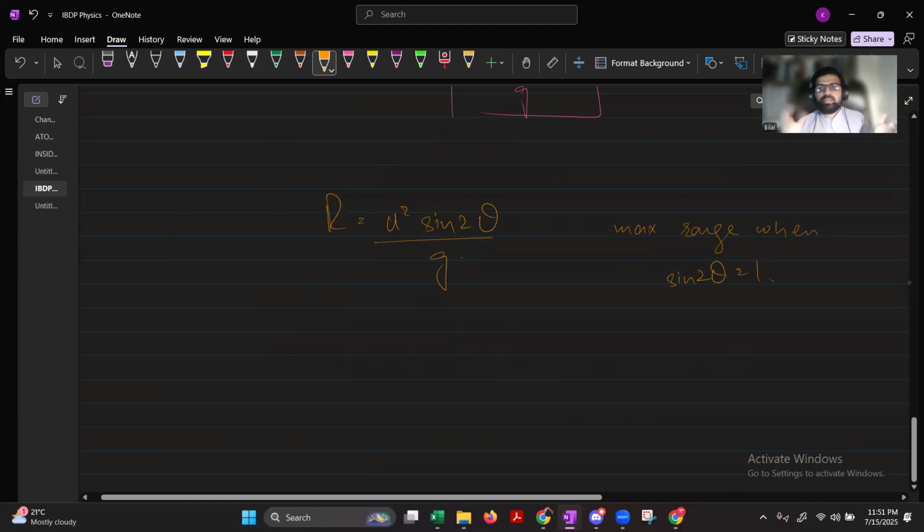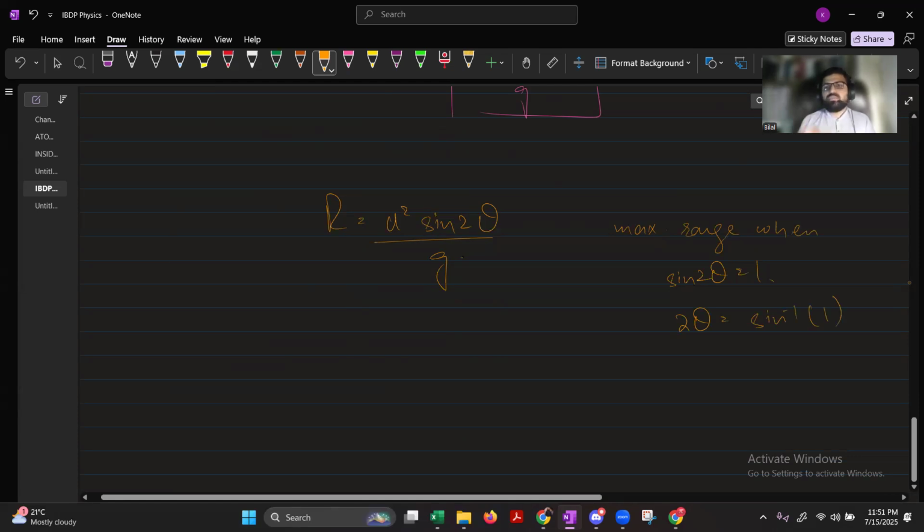It's between -1 and +1. The range of sine is -1 and +1. So we can get the maximum result if sine 2 theta is +1. This means that if you take sine inverse, on this side it will be sine inverse of 1.